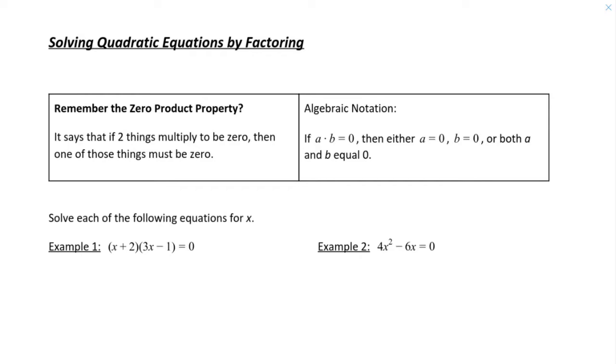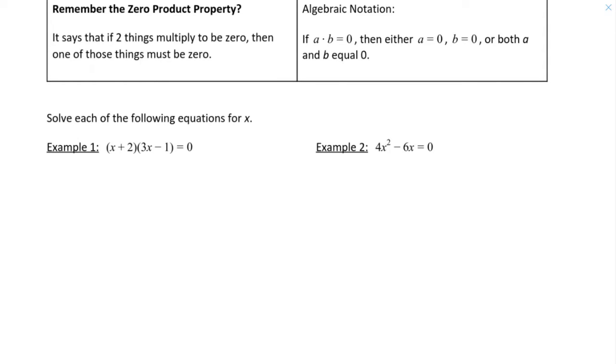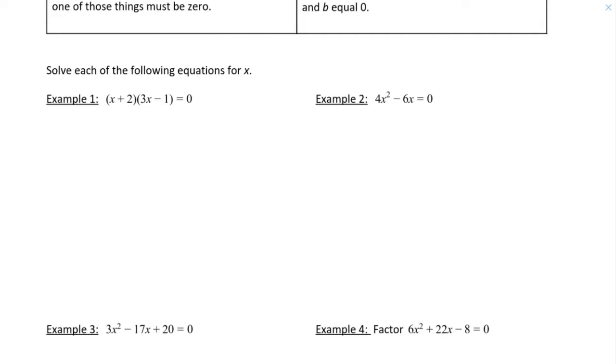So remember what the zero product property says? It says that if two things multiply to be zero, then one of those things must be zero. So if you look at the algebraic notation, what we're saying is that if a times b is 0, then either a has to be 0, b has to be 0, or they both have to be 0. So we're going to start off with two fairly easy examples, and then we'll work our way up to the more complicated problems. So in the first one, we have x plus 2 times 3x minus 1 equals 0.